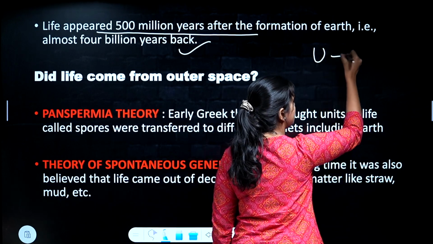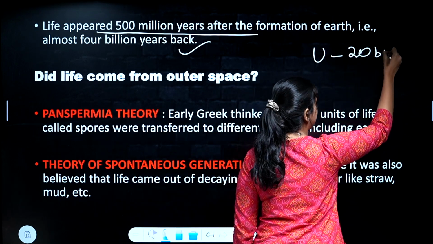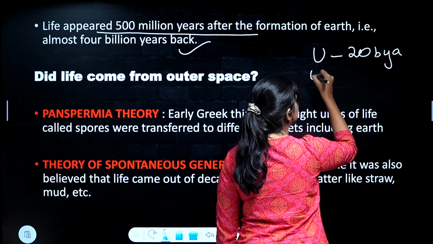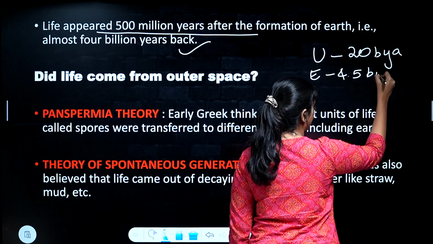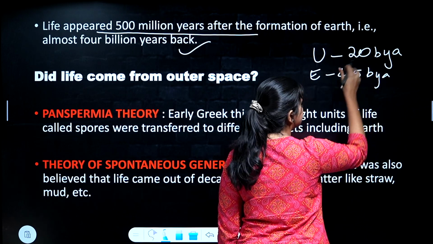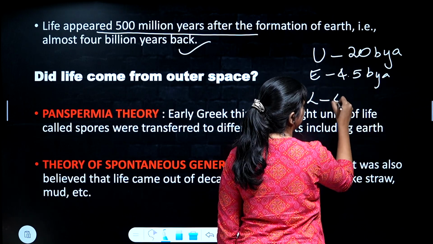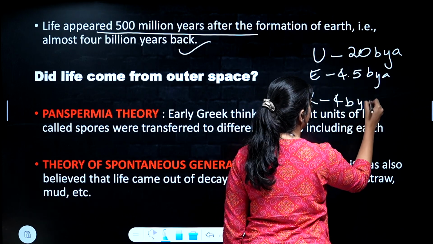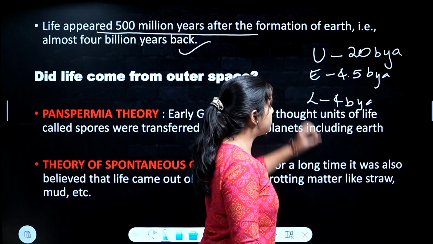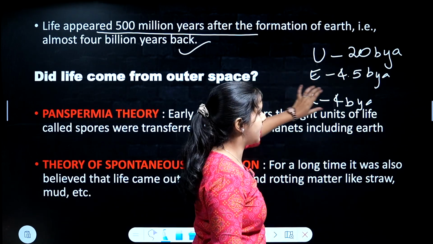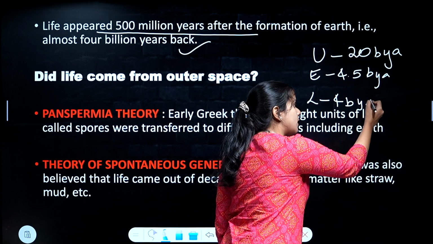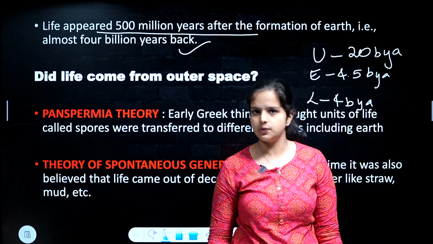Universe arrived 20 billion years ago. Earth arrived about 4.5 billion years ago, and after 500 million years, life arrived, that is about 4 billion years ago. It's all in billions, okay. So the universe arrived 20 billion years ago, Earth arrived 4.5 billion years ago, and life arrived on Earth 4 billion years ago. That's what scientists believe.